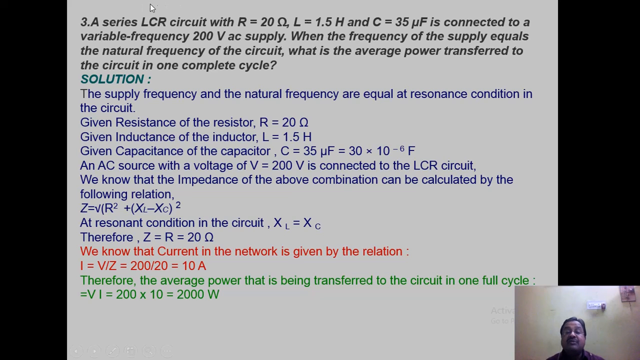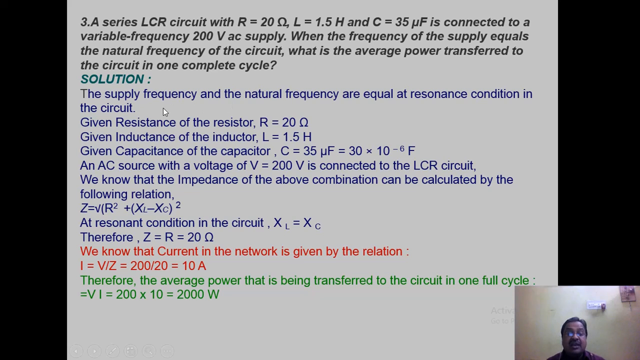Yes, see what is given here. What are the quantities given? That is important. In addition to that, here it is mentioned when the frequency of the supply equals the natural frequency, it means it is the frequency at resonance. Resonance occurs. You have to calculate the natural frequency. And at resonance, you know, inductive reactance equals capacitive reactance and impedance is resistive in character.